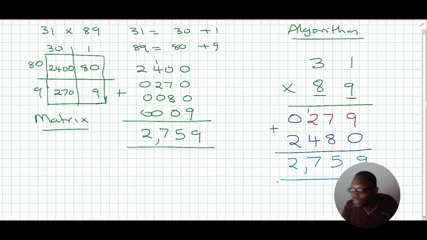So these are the two different ways of solving questions when you're trying to multiply two-digit numbers. You can actually apply this method for as many digits as possible, but as you get further in your grades, most likely your teachers will prefer you use the algorithm method, because this matrix method can take quite a while to do.